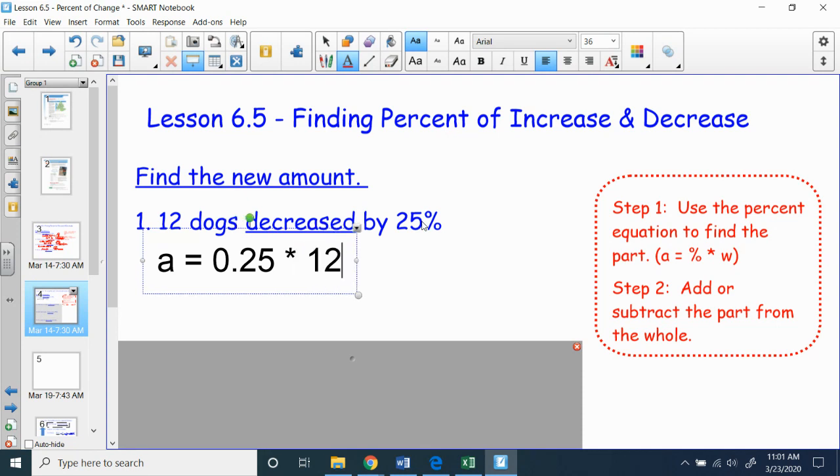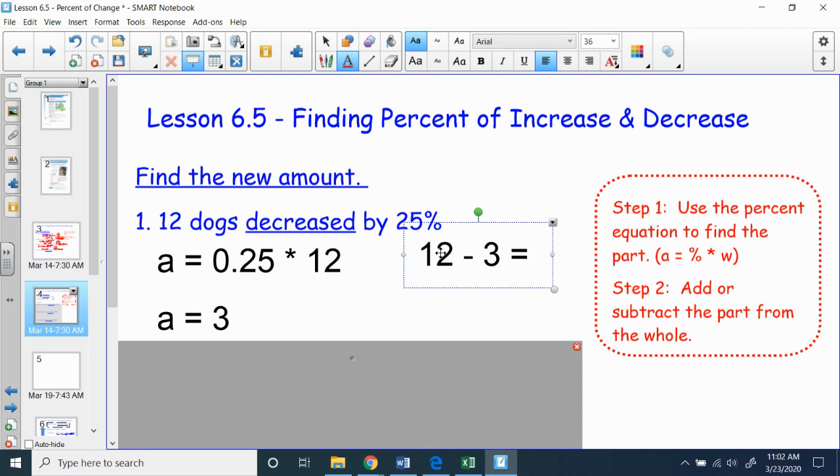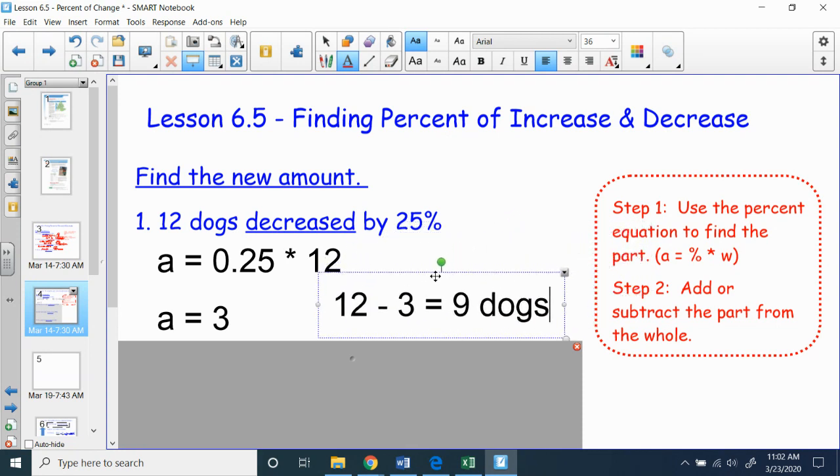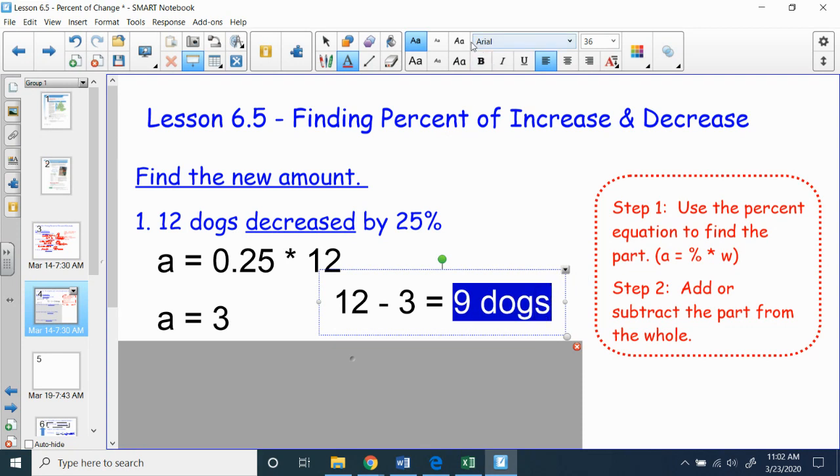We're going to multiply that by 12. I'd grab my calculator, although some of us might be able to figure this one out in our head, and we find out that A is 3. So 3 dogs have been adopted. But since this is a decrease, we take the whole amount, which was 12 dogs, and subtract the 3 that were adopted to figure out our new amount, which would be 9, and I'd label it dogs. So the solution to the problem is 9 dogs.